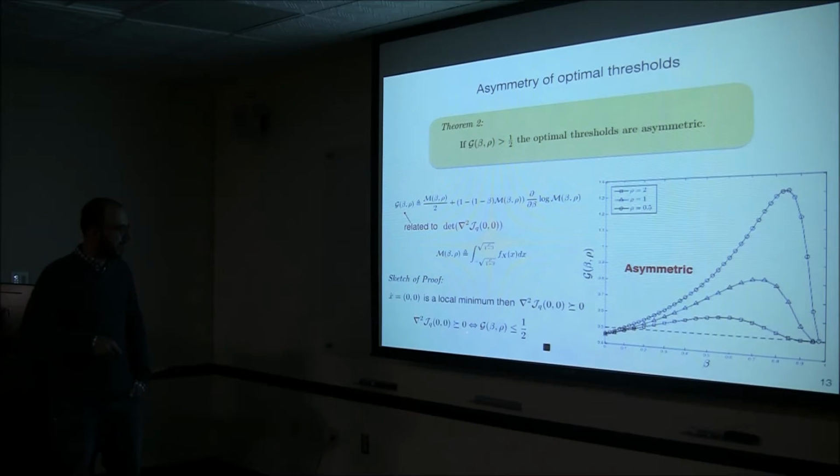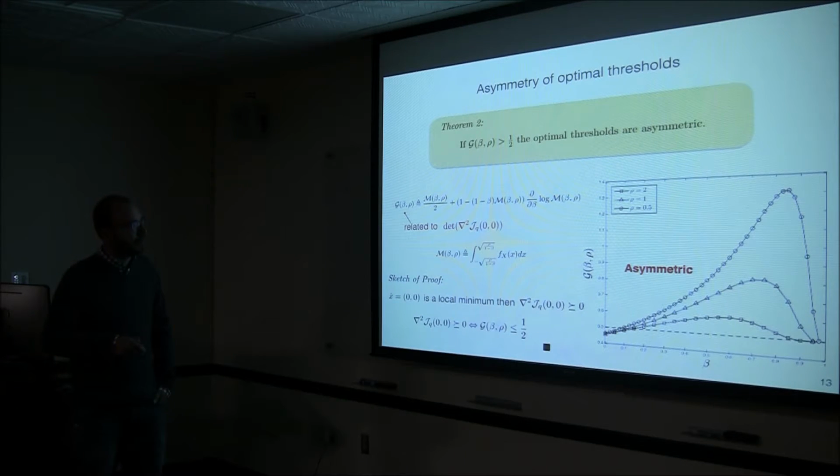Now, positive semi-definiteness is equivalent to this function g of beta and rho being less than or equal to 1/2. Now, if g of beta and rho is greater than 1/2, the point 0, 0 cannot be a local minimum. Therefore, symmetric policies cannot be optimal in that case.